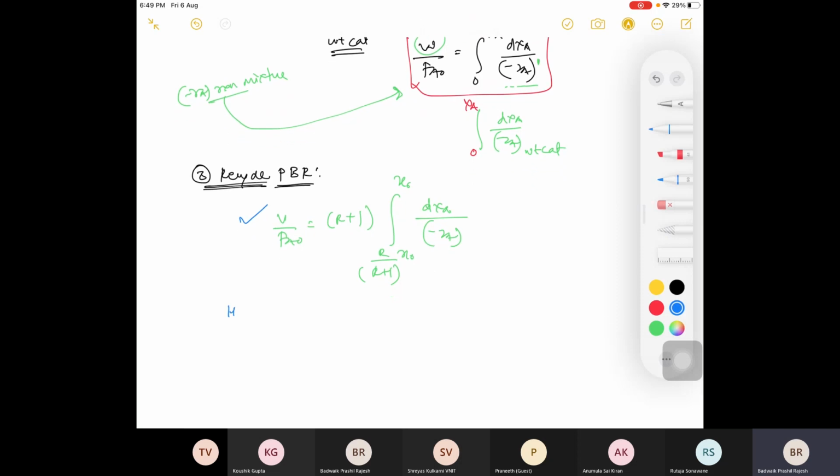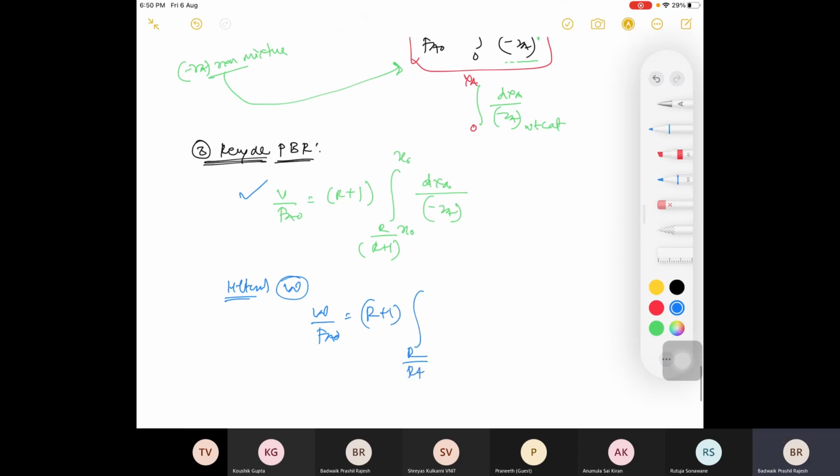Now in the case of heterogeneous, you will have replacement by weight. So W divided by F_A0 is equal to R plus 1, same here, integration from R upon R plus 1 times X_A0 to X_A0 of dX_A divided by minus r_A', and the dash is for weight.